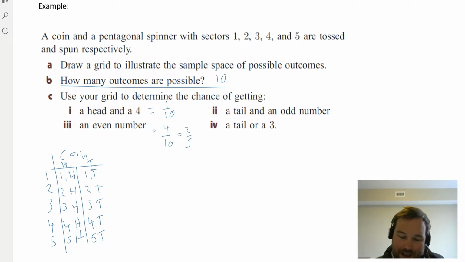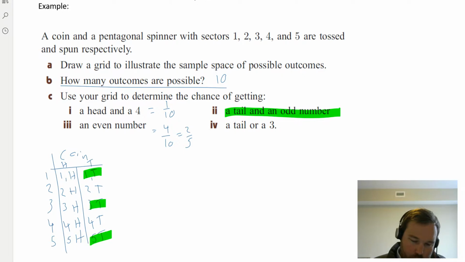Of getting a tail and an odd number. So a tail and an odd number would be there, there, there. There are 3 possibilities, 3 possibilities out of a total of 10. A tail or a 3. Careful of the word or. A tail or a 3 means only one of those has to happen.